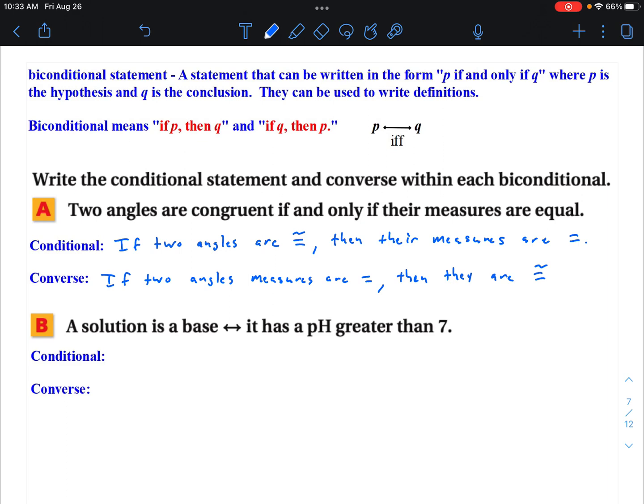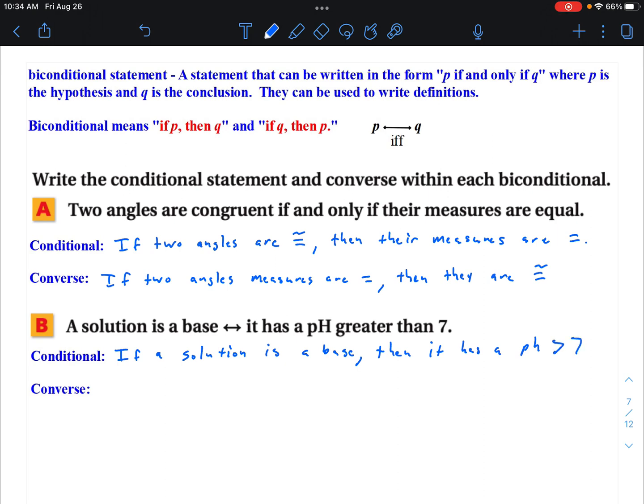Here's another one. A solution is a base if and only if. There's that double-sided arrow we talked about. Sometimes it will be IFF. Again, keep that in mind. A solution is a base if and only if it has a pH greater than 7. So the conditional might have been if a solution is a base, then it has a pH greater than 7.